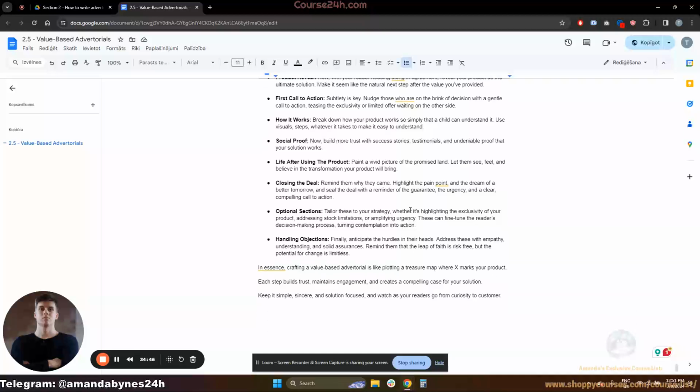So in essence, crafting a value-based advertorial is like plotting a treasure map where the X marks your product. So each step builds trust, maintains engagement, and creates a compelling case for your solution. Keep it simple, sincere, and solution focused, and watch as your readers go from curiosity to customer.